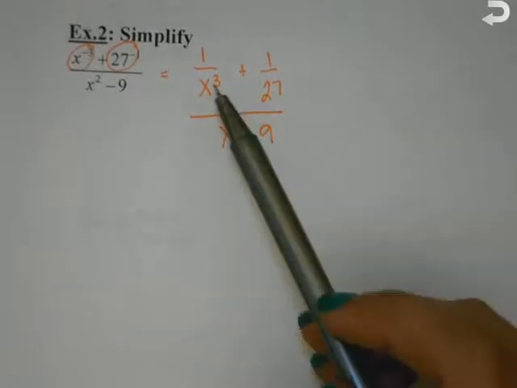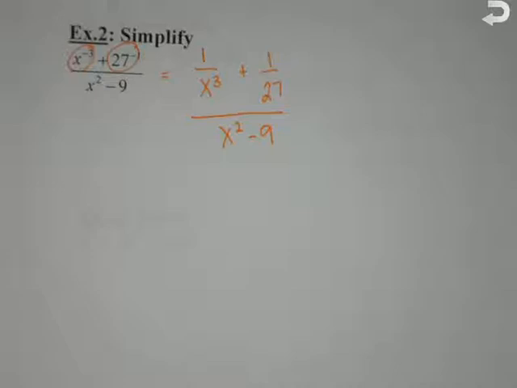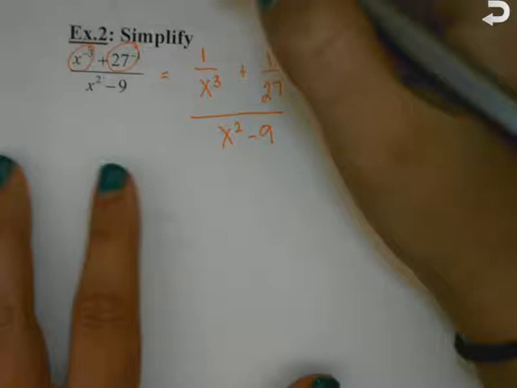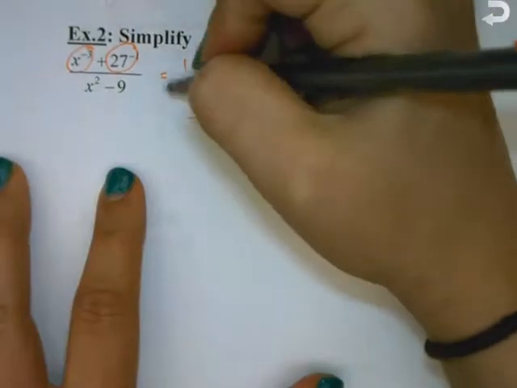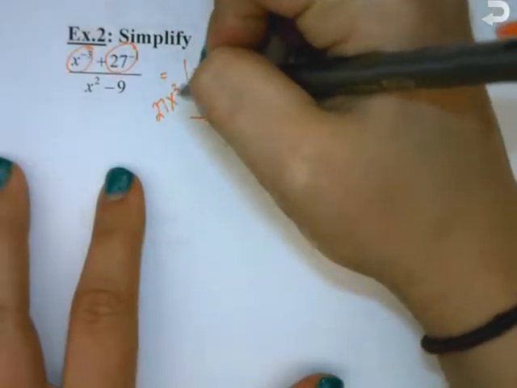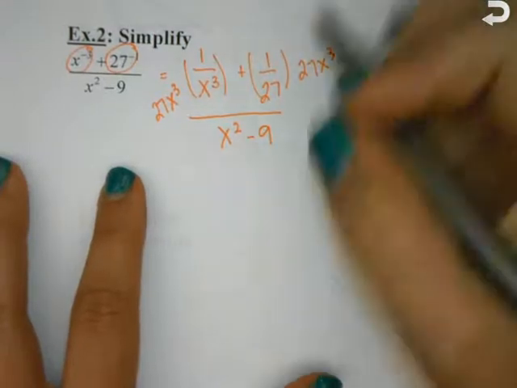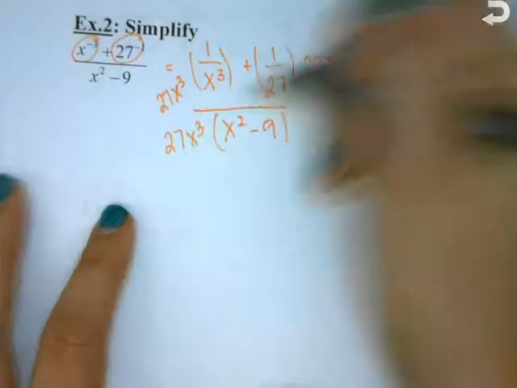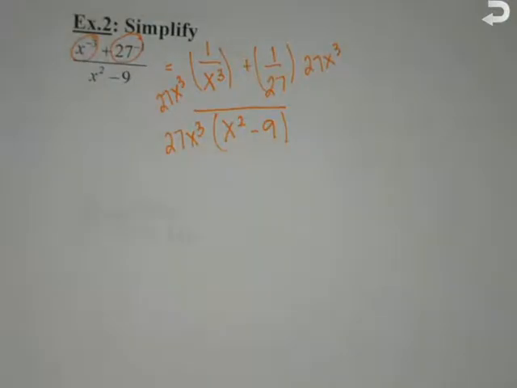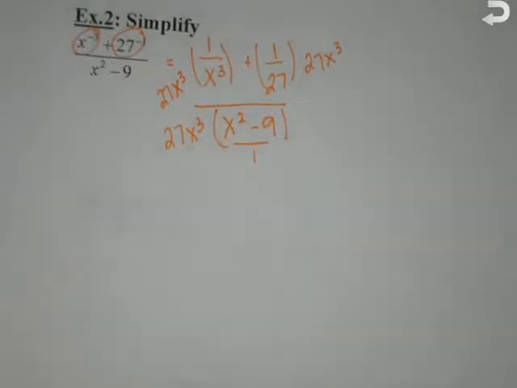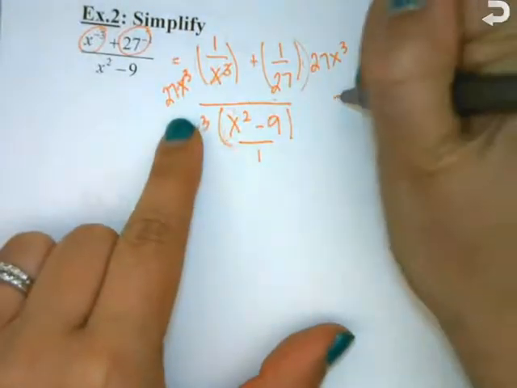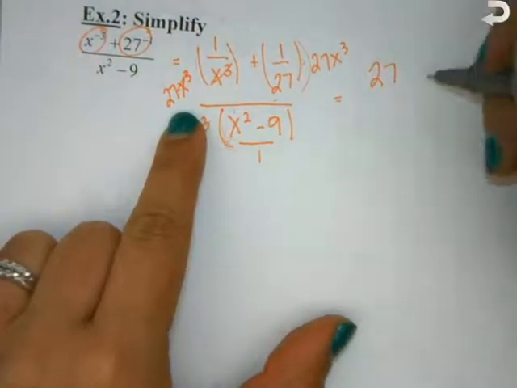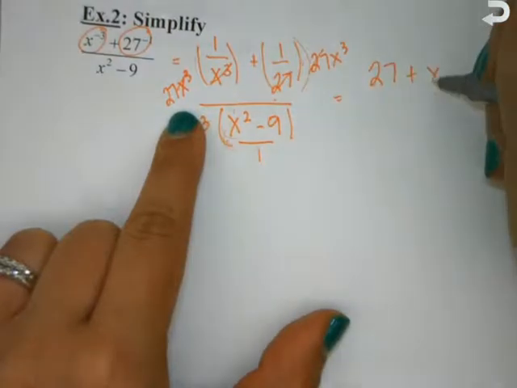So what would I multiply this time to get rid of the denominators? 27x to the third. So multiply everything by 27x to the third. And this x squared minus 9 is all one term, so leave it all together, 27x to the third. Okay, don't distribute that one. And I'll show you why, because it's going to make things a lot easier for us. So the x cubes are going to cancel, so on top we're going to be left with 27, right? Plus x cubed all over.